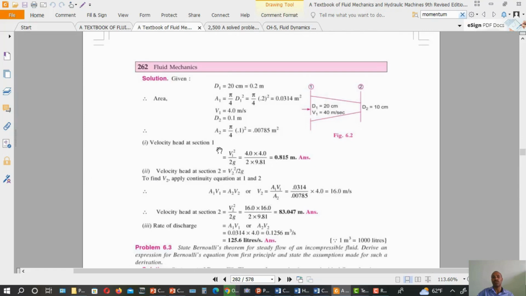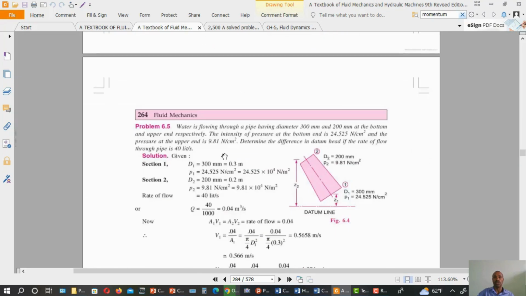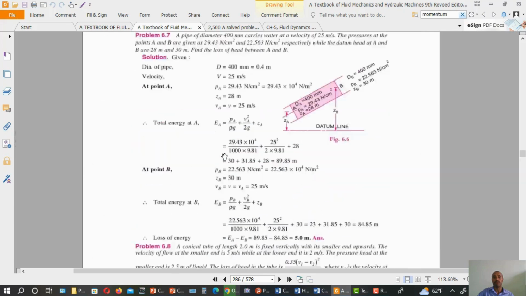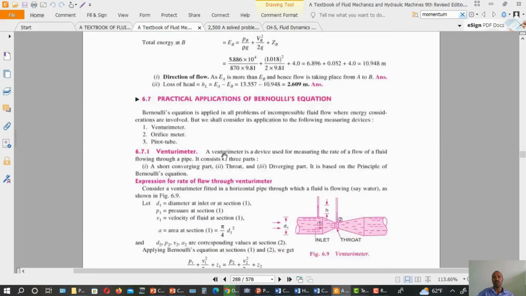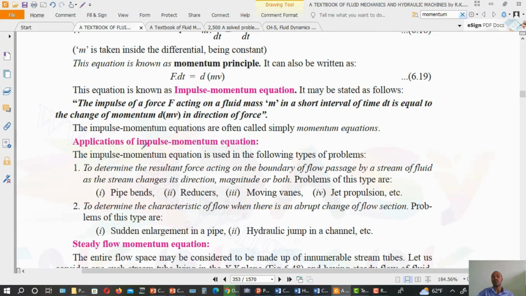And from Bansal, you have many examples. You are kindly requested to go through these examples for clarity. Different examples you have. Now, to start with, what is the application? What are the applications of the impulse momentum equation? So you have two major applications.